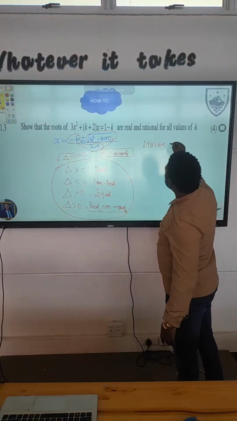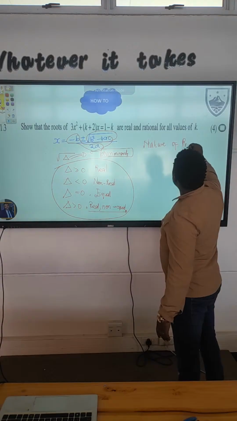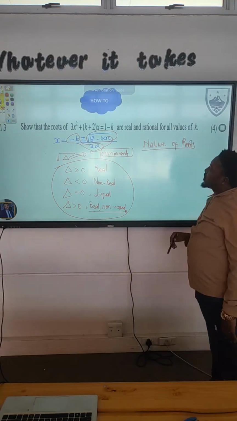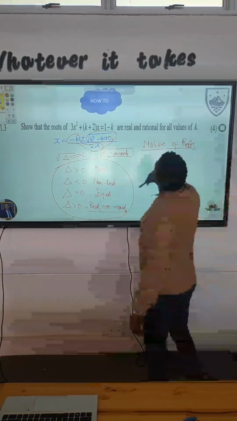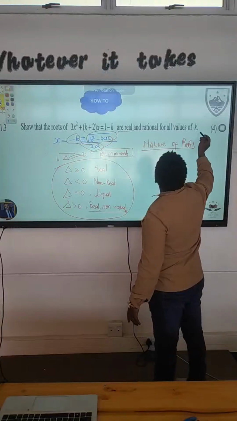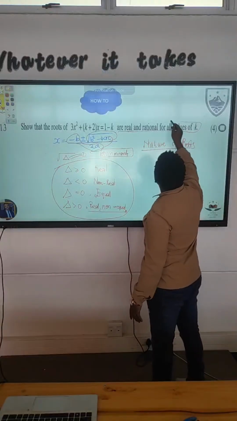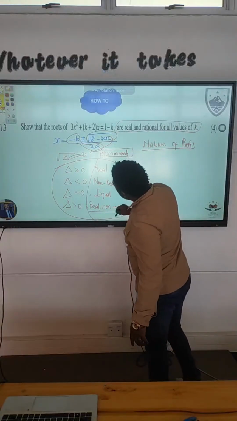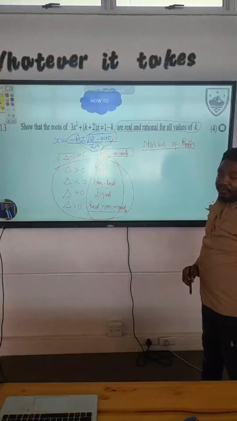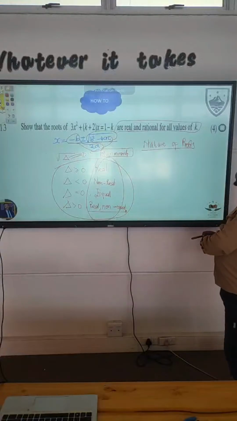What type of roots do we have? So once you start hearing questions like, for values of k, find the roots are real and rational for all values of k, you need to know that. You need to know what's happening with the discriminant. I hope that makes sense.